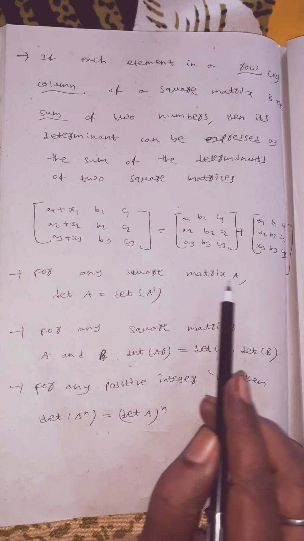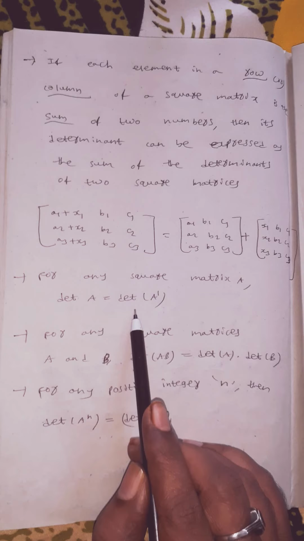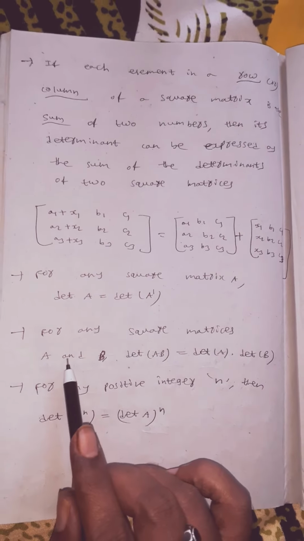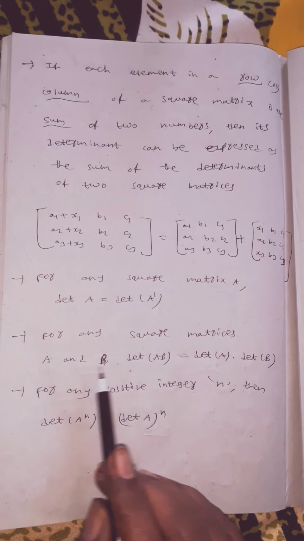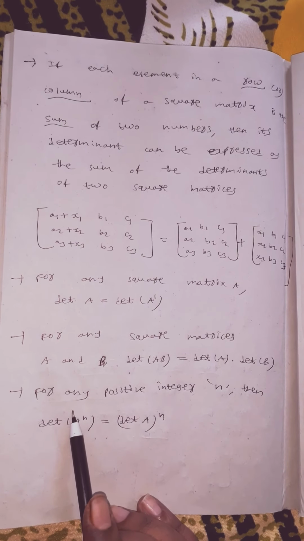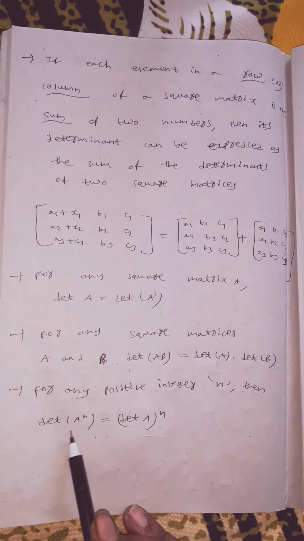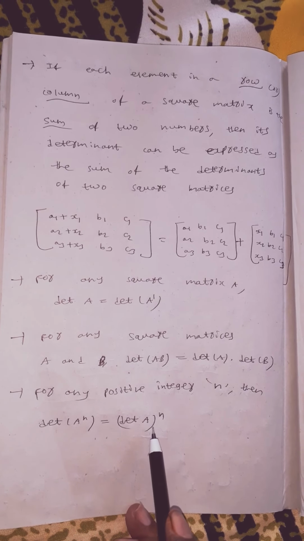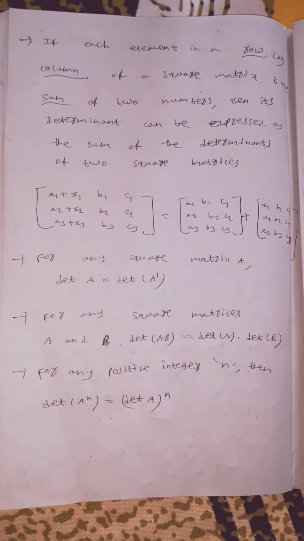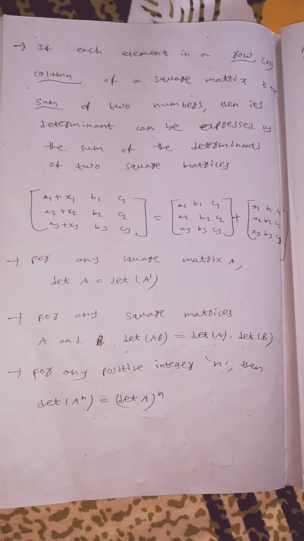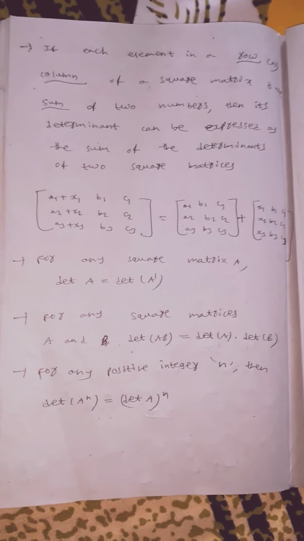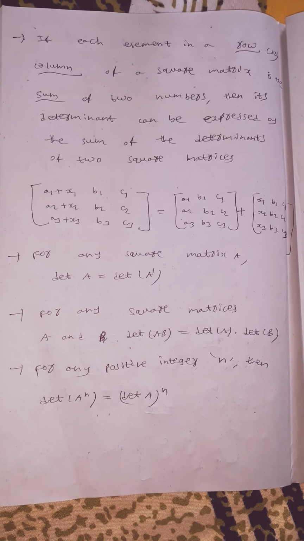Next, for any square matrix A, determinant of A is equal to determinant of A transpose or A dash, one and the same. For any square matrices A and B, determinant of AB is equal to determinant of A into determinant of B. For any positive integer n, determinant of A power n is equal to determinant of A whole power n. So in this way we'll find determinants, children. Be careful while doing determinants, use the properties and save your time in competitive examinations. The remaining part I will continue in the next video. Thank you.